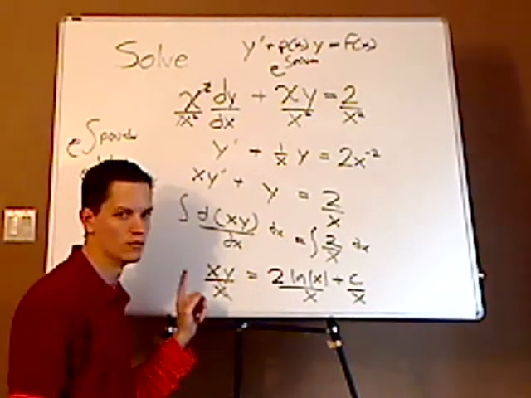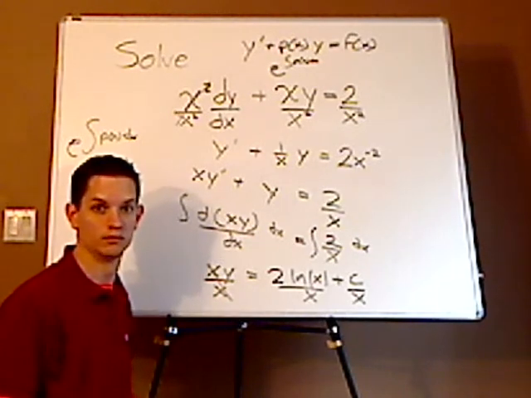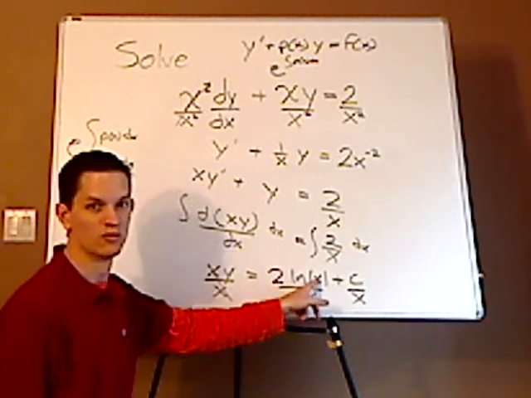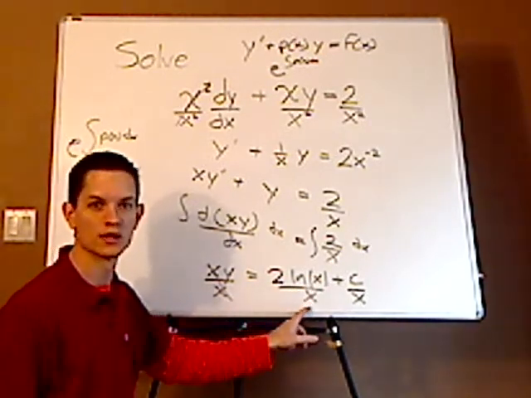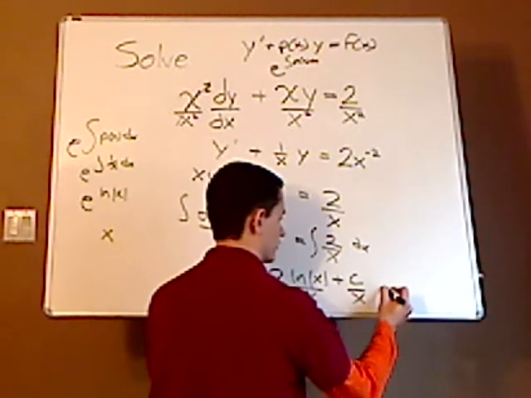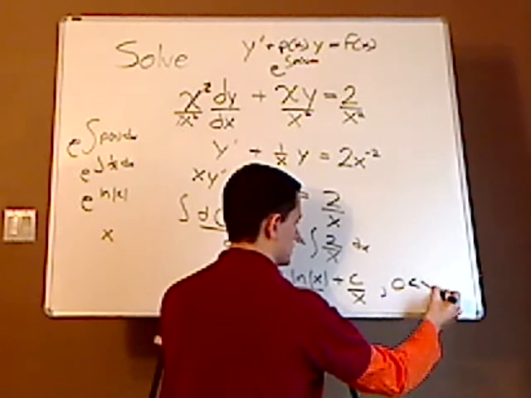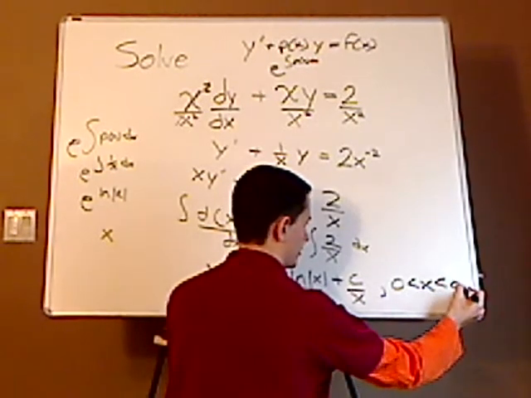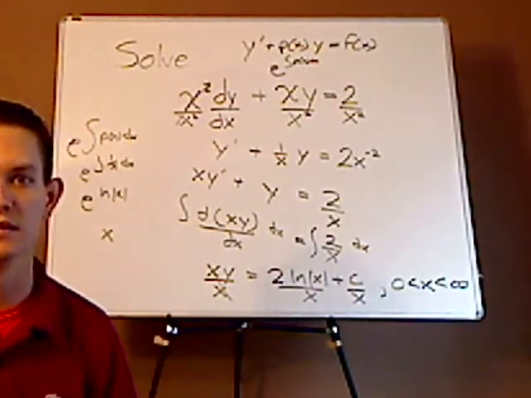Now, also what you want to notice is, is the domain restricted in any way? It is. With the natural log, and with this in the denominator, that restricts the domain. So this would only work if x is between 0 and positive infinity. And that's it.